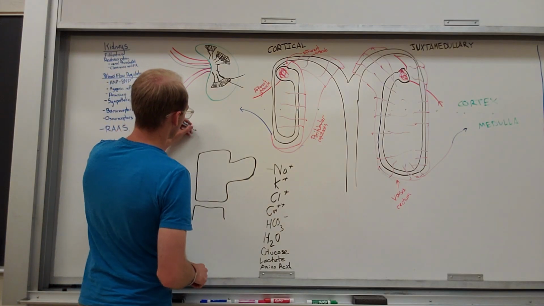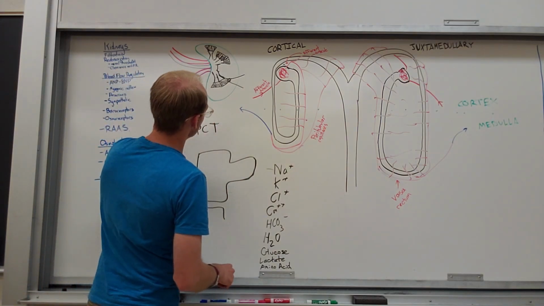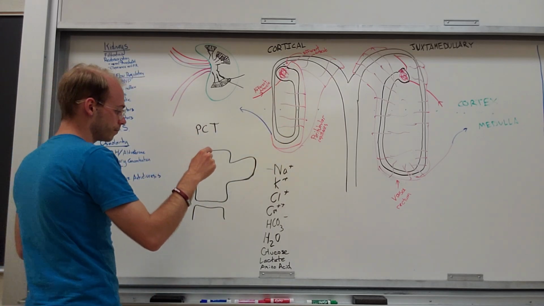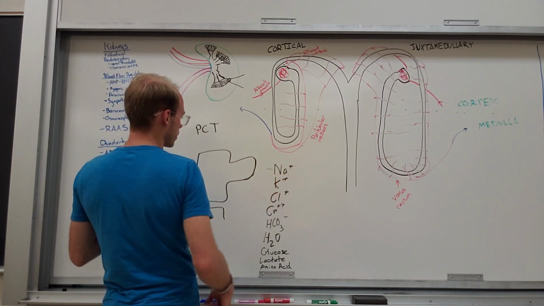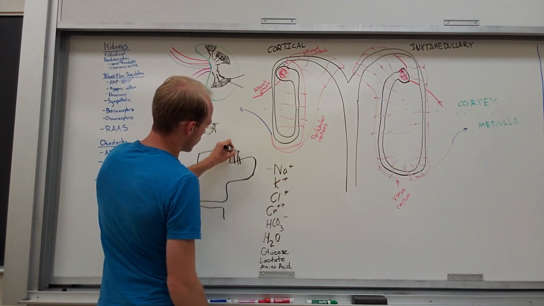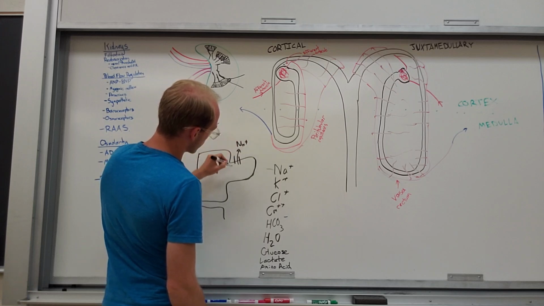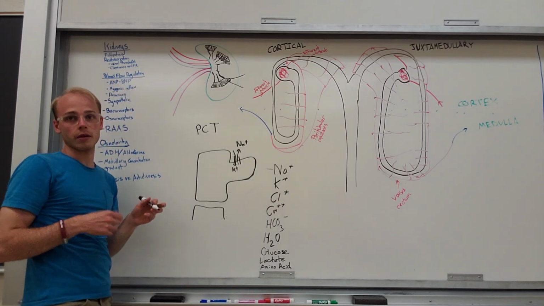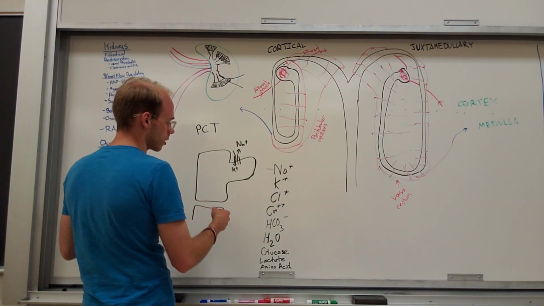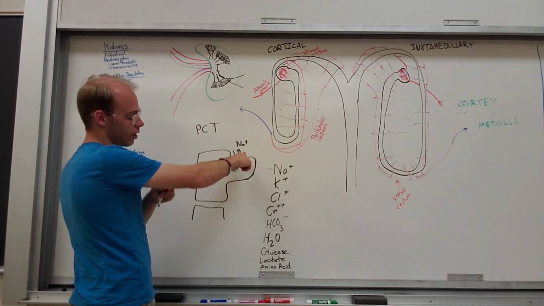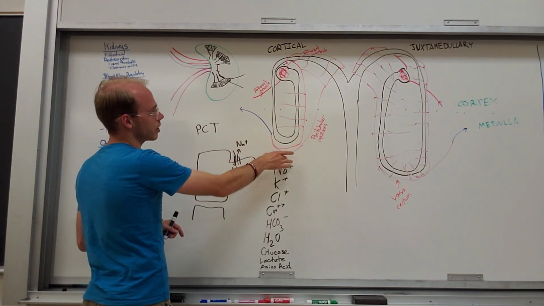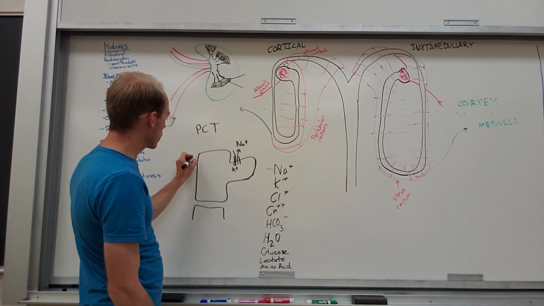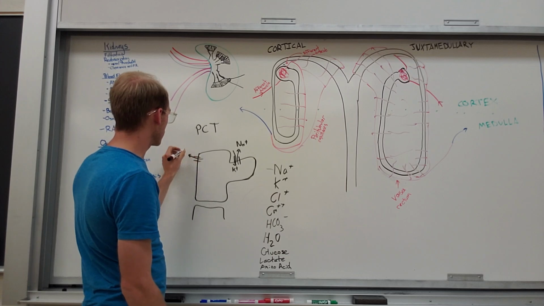So we're going to talk about the proximal convoluted tubule, just this little early section right here. The first thing we're going to talk about is sodium. So right here we have the great classic sodium potassium ATPase pump. That's generating a fun concentration, pushing sodium into the interstitial fluid and then eventually into the blood. Okay, the next one that we're going to talk about is another fun one.